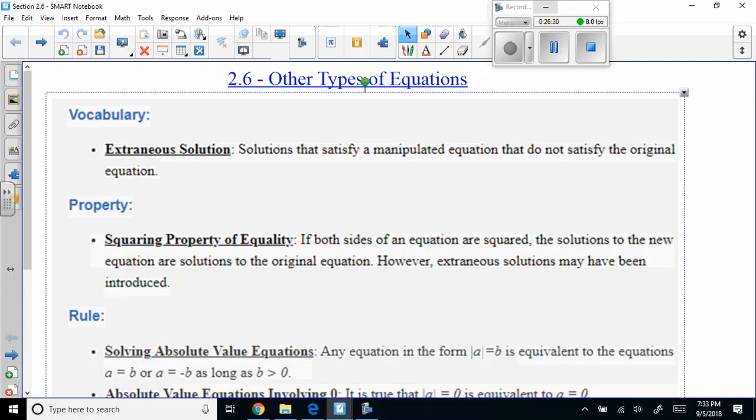it may be a solution that you solve for, but it doesn't turn around and satisfy the equation, right? It doesn't work in it. So that's why they call it extraneous. It's an extra solution that just doesn't work. Squaring property of equalities. Basically, if you square one side, you got to square the other, and however extraneous solutions may have been introduced when you do that, right? So just be aware of that. We're going to look at absolute value equations, and what else?